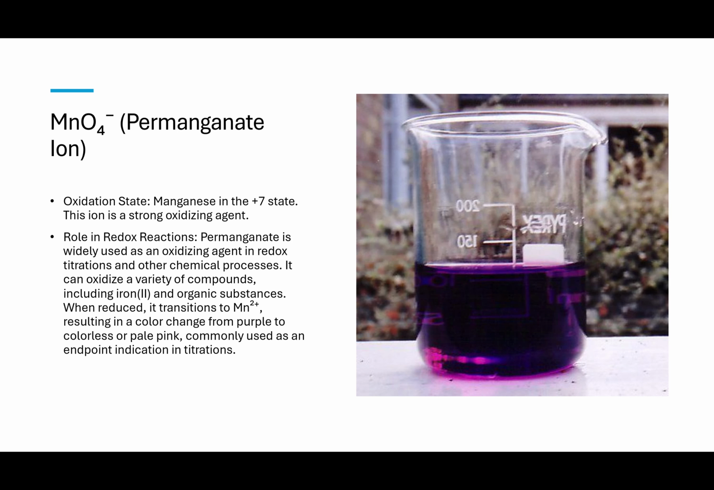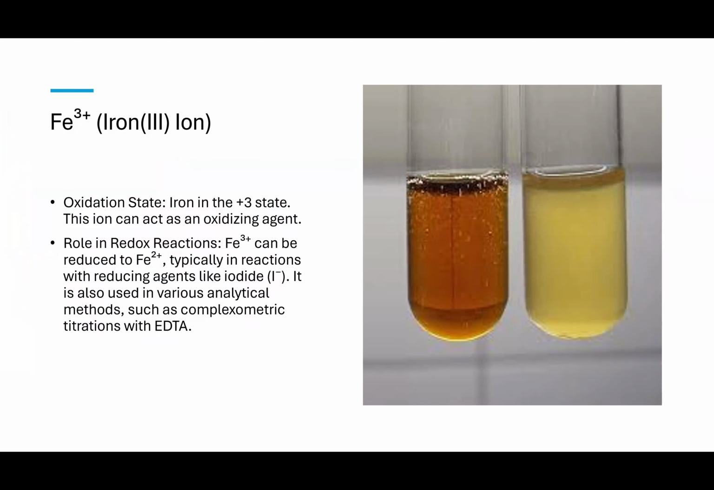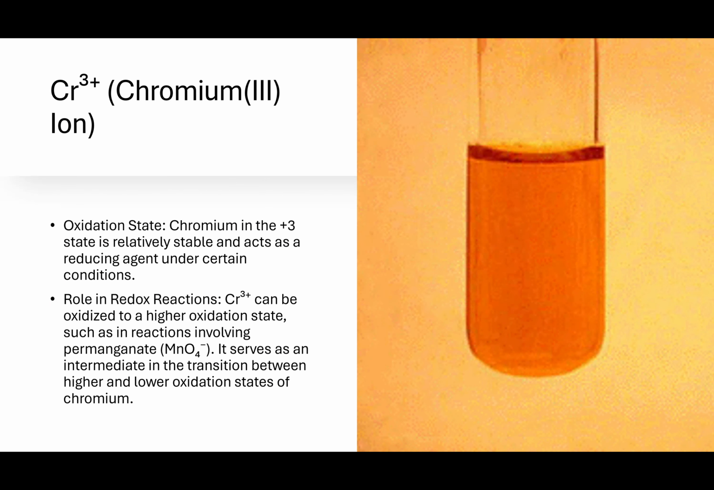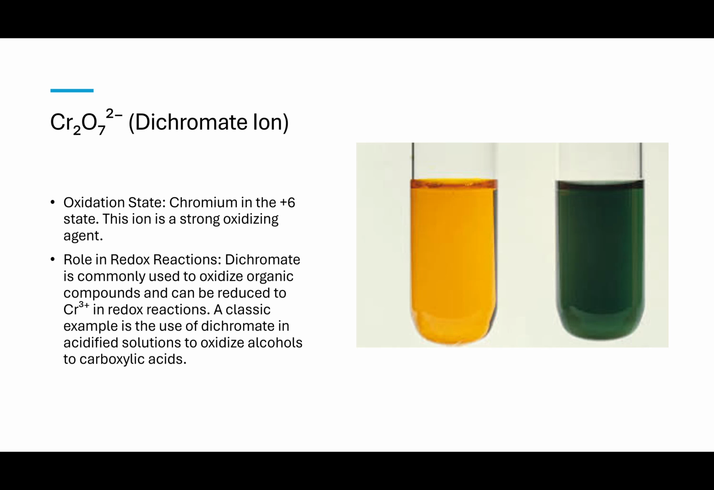So you guys need to know the oxidation states for the different types of metals that we tend to use, and you need to know their color changes as well. So the 7 plus state is purple, the 2 plus state is pale pink or colorless, for the manganese. For the iron, 2 plus is green, 3 plus is reddish brown. And for the chromium, we know that the chromium 3 plus is going to be orange, and the chromate itself, which is 6 plus, is going to be green. So you guys just need to know those colors, and it should be fine.